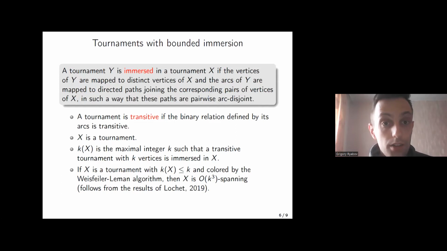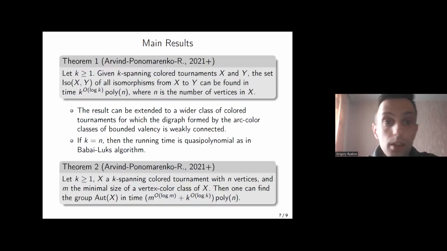And now let us formulate our main results. We prove the following theorem. Let k be an integer. Then given k-spanning colored tournaments X and Y, the set of all isomorphisms from X to Y can be found in time k to the power O(log k) multiplied by a polynomial in n, where n is the number of vertices in X.